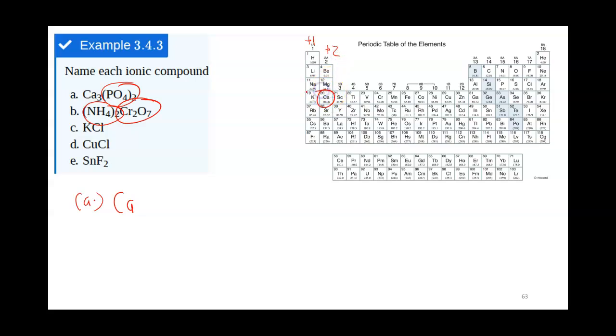And we can see that calcium is in group 2A, so it's 2+, and because it's a fixed charged cation, we don't have to specify the charge. So this guy's called calcium. Now, PO4, and the charge on this one's going to be 3-. I figured that out because if I needed 2 calciums, that would give me a total charge of 6+. So I must have a total negative charge of 6- to cancel that out.